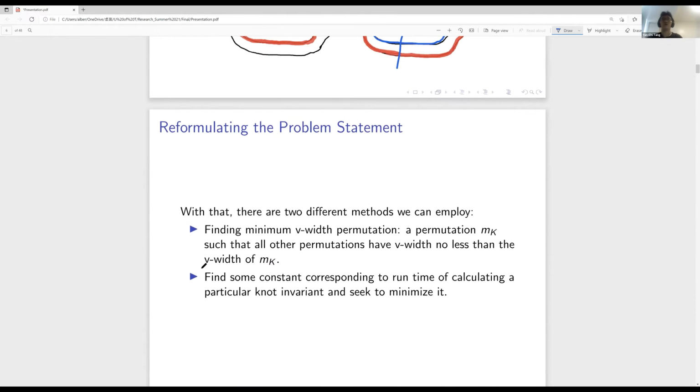So one thing we can do is find a permutation such that all other permutations have virtual width no less than the virtual width of this permutation M of k that we found, and we will call it the minimum virtual width permutation. And we do know that there could be many different minimum virtual width permutations. This does not necessarily have to be unique.